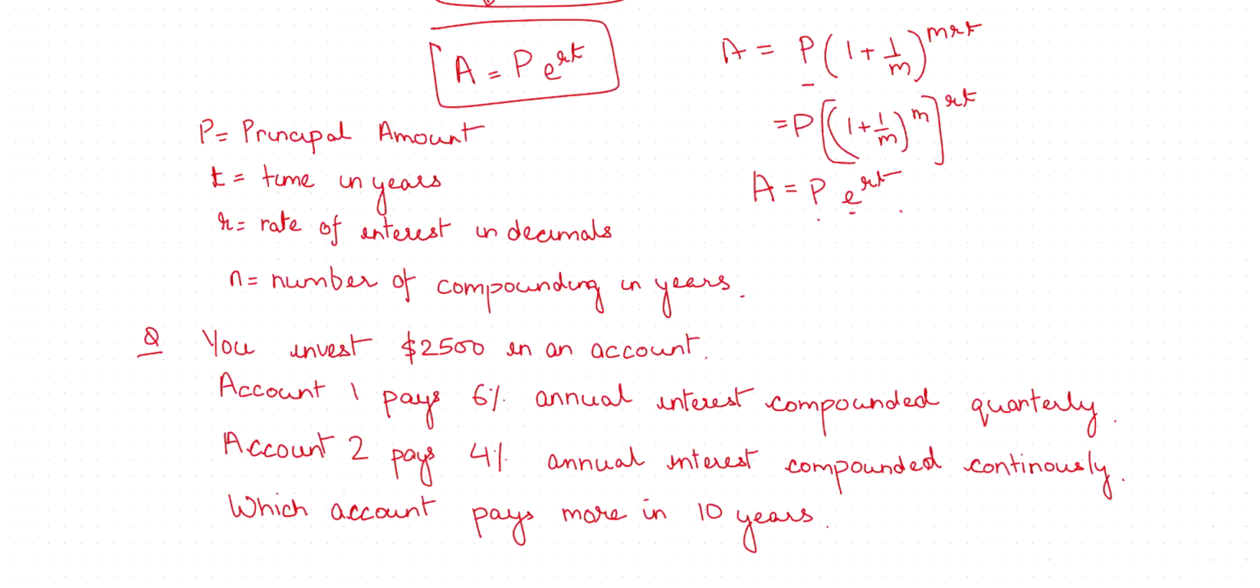So this is the detail: P is the principal amount, t is time in years, r is the rate of interest in decimals, and n is number of compounding per year. Now this is a question: you invest $2,500 in an account. Account 1 pays 6% annual interest compounded quarterly, and account 2 pays 4% annual interest compounded continuously. Which will pay more in 10 years?